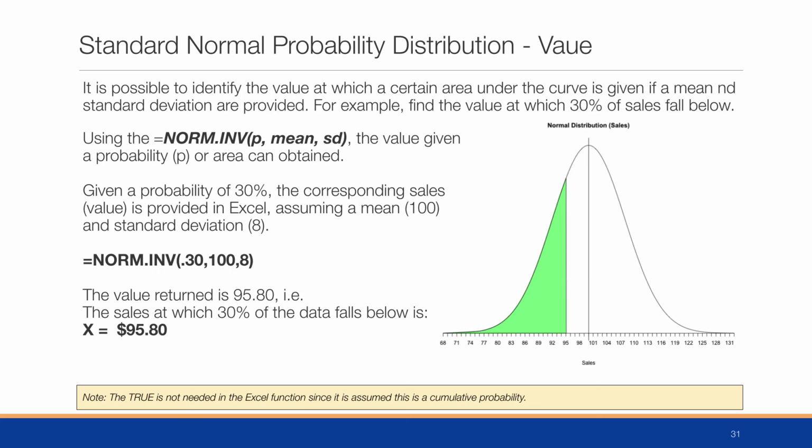We could do the same thing without being at a standard normal probability distribution. What if, for example, we want to find the value at which 30% of sales fall below? Using NORM.INV, the value given a probability can be obtained. Given a probability of 30%, the corresponding sales value is provided in Excel by NORM.INV(0.30, 100, 8). The value returned is $95.80. That is, the sales value at which 30% of the data falls below is $95.80.